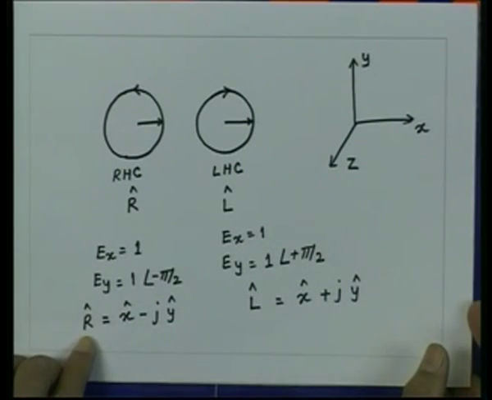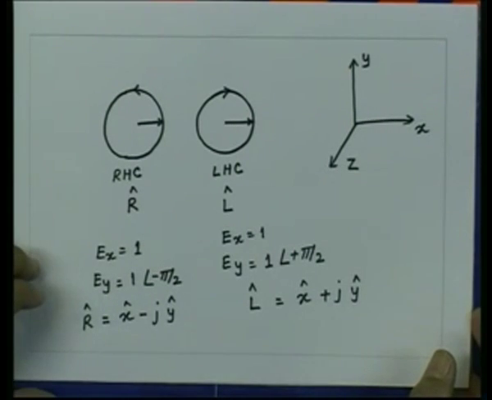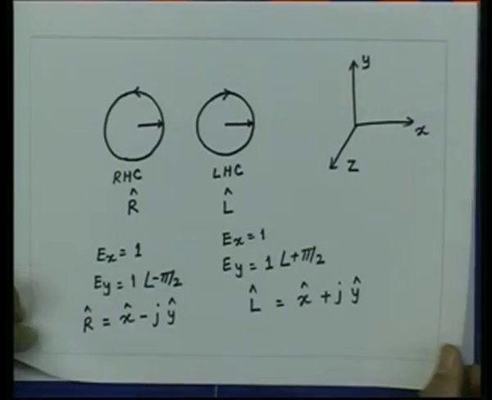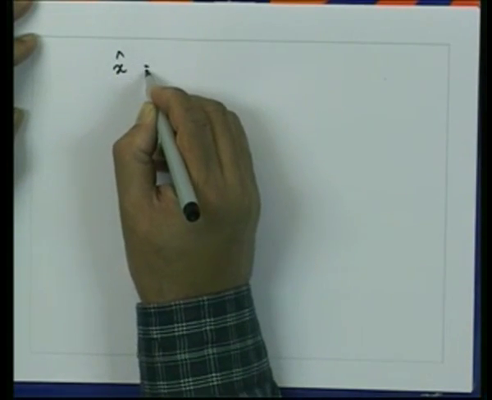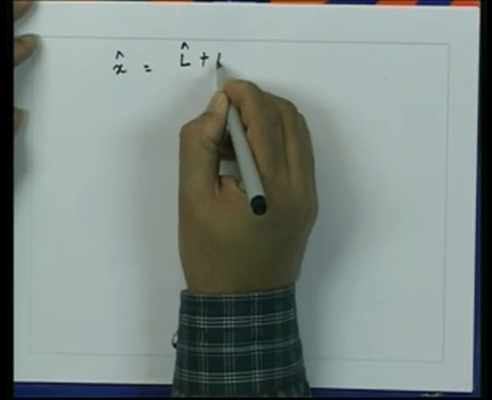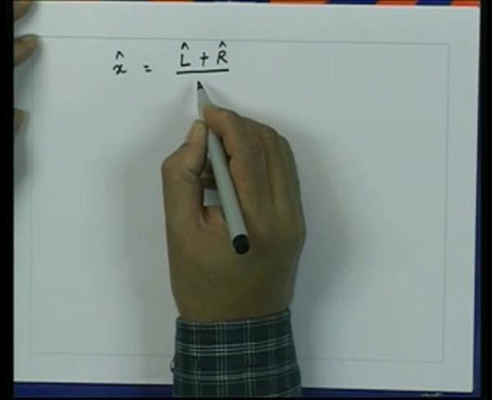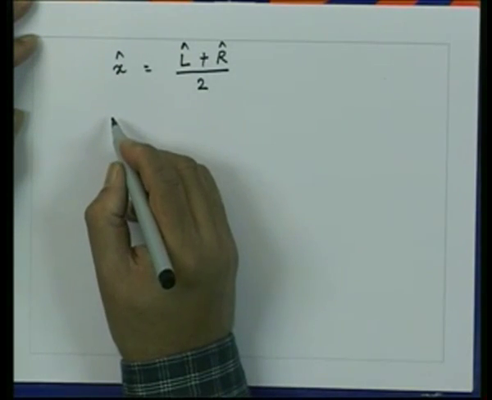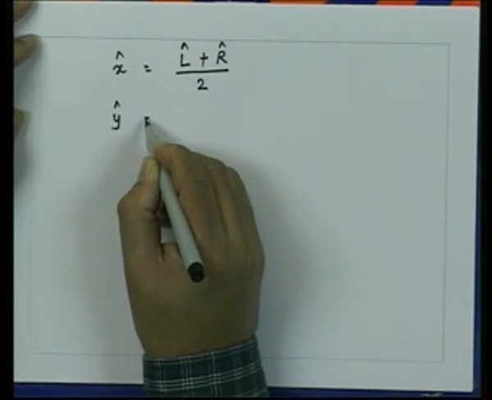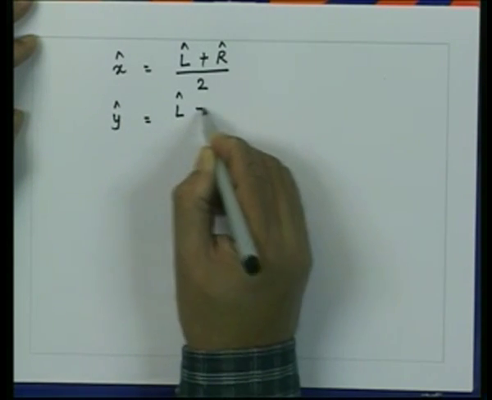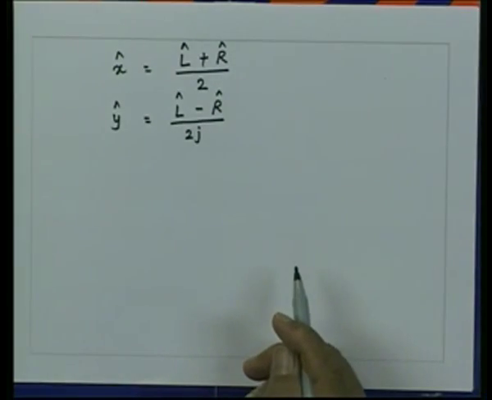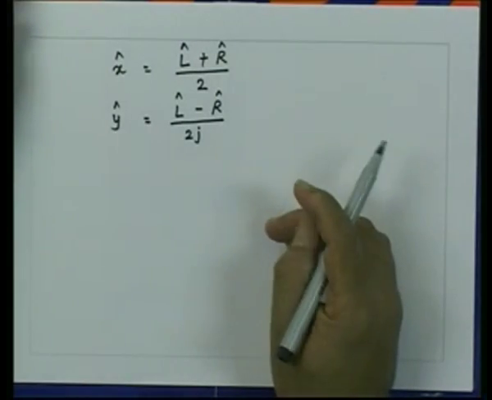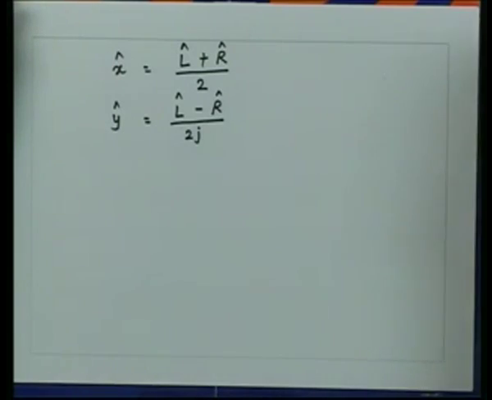So, now essentially we have represented the unit right handed and left handed vectors in terms of the unit x and y vectors. By solving these two, essentially we can now get the x unit vector, which is L plus r upon 2, and y unit vector that is equal to L minus r upon 2j.